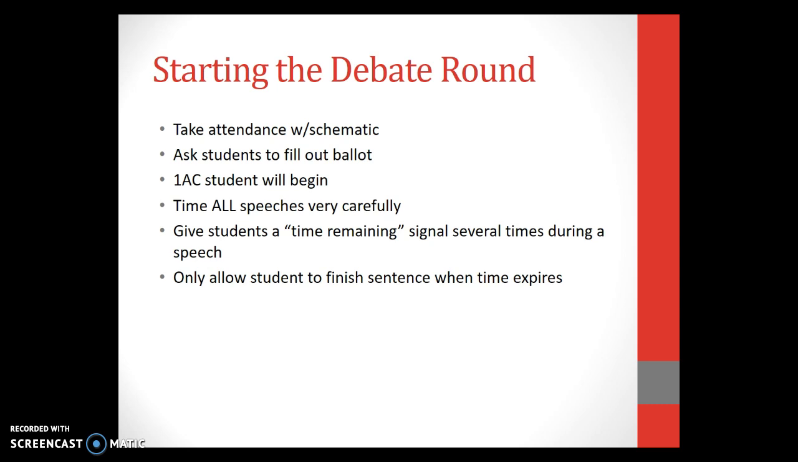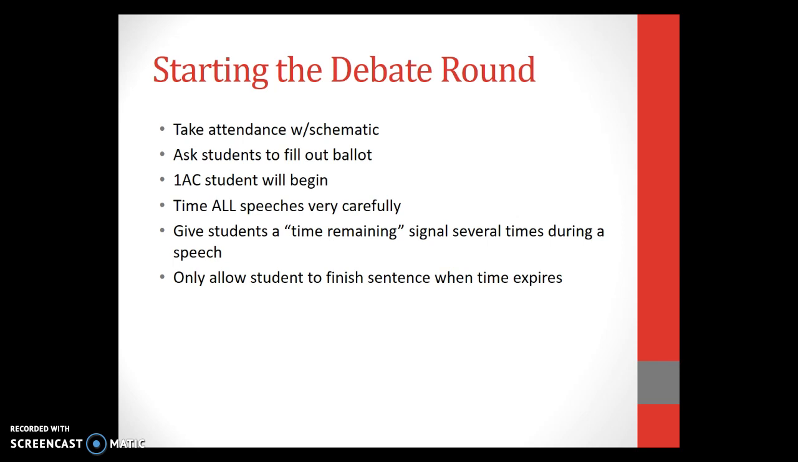When you enter the classroom where you're asked to judge, you'll first take attendance with the schematic, so you'll make sure you have the right teams there. And you'll ask the students to fill out the ballot. They will put their names on it so that you know who they are. The very first speech of the debate will be the first affirmative constructive, or the 1AC, and that student will begin the debate round.